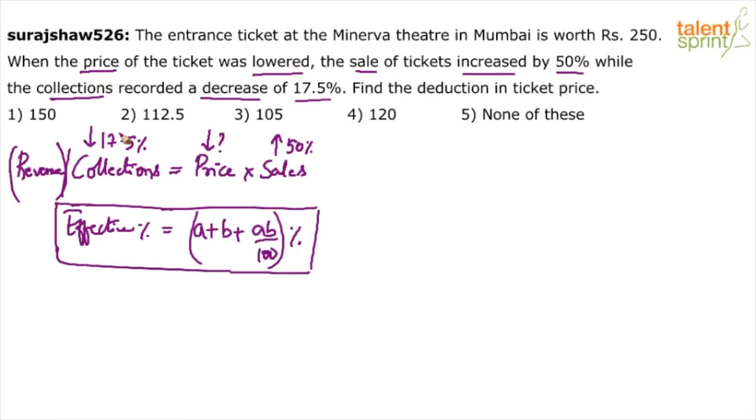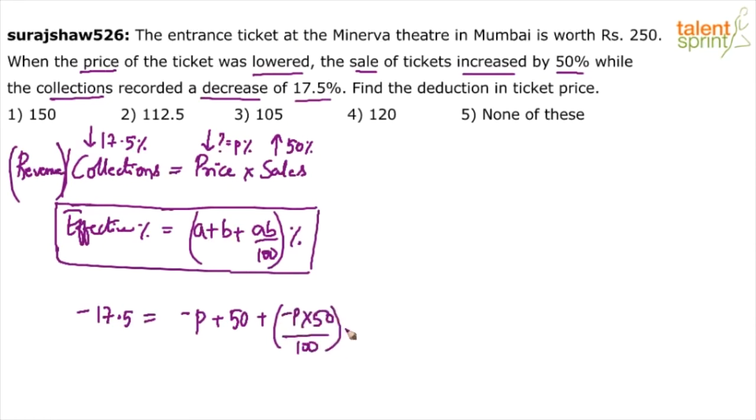Now, going by the effective percentage formula, you know that a decrease should always be taken with a negative sign. So the overall decrease is minus 17.5%. I mean, this is not an assumption; it is given there. So minus 17.5 equals A plus B plus AB by 100. What is A? Let us assume the price has decreased by P percent. So I'll take A as minus P, plus the sales has increased, so take it as positive 50, plus minus P into 50 by 100.